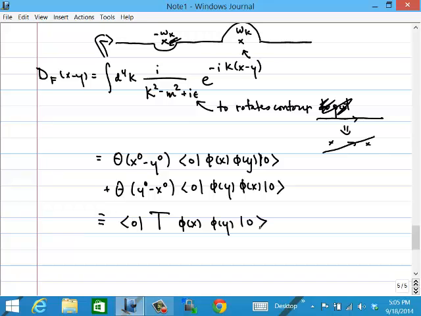Okay. So this symbol T is just the instruction that everywhere you have a T in front of a bunch of operators, what you're supposed to do is order the operators such that the earliest operator is farthest to the right and the latest operator is farthest to the left. Okay. So earlier operators are on the right.